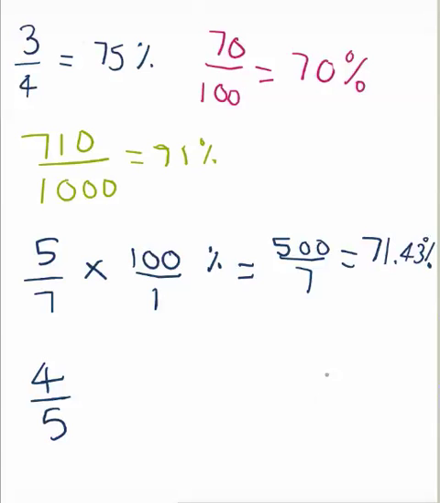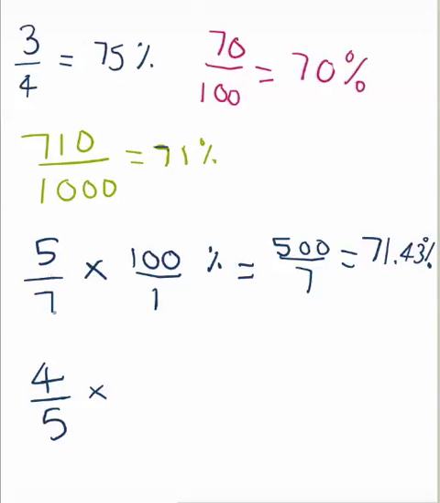Okay? And I can see that 71.43% is larger than this one here, which is 71%. Okay? And I can start to see the order I'll be putting these in. But before I do that, I've got my final fraction, which is 4 out of 5. And just to estimate, 4 is close to 5, so I almost have 100%.